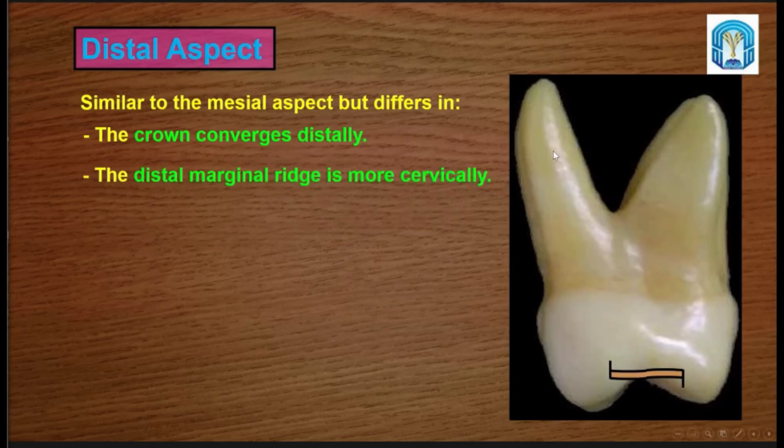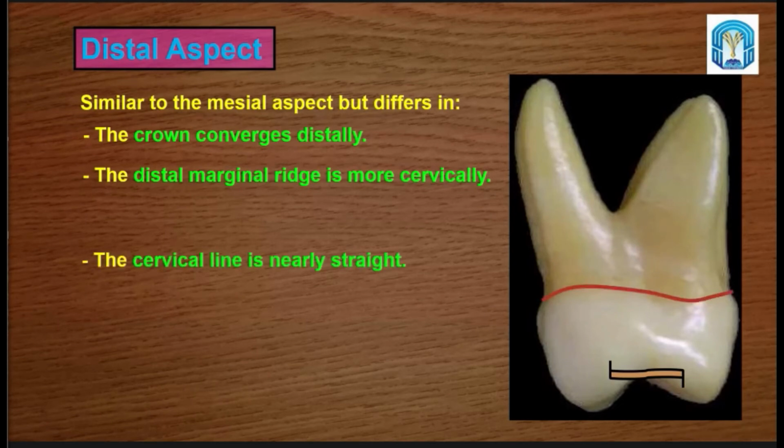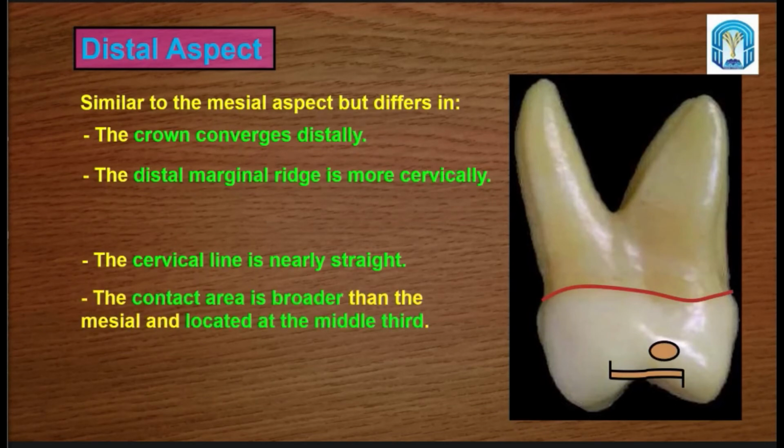The distal marginal ridge is more cervically present. The distal marginal ridge is a little bit nearer to the cervical area, nearer to the cervical line. The cervical line is nearly straight, almost straight, there is no depth. The contact area is broader than the mesial and located on the middle third. This is on the middle of the middle third.